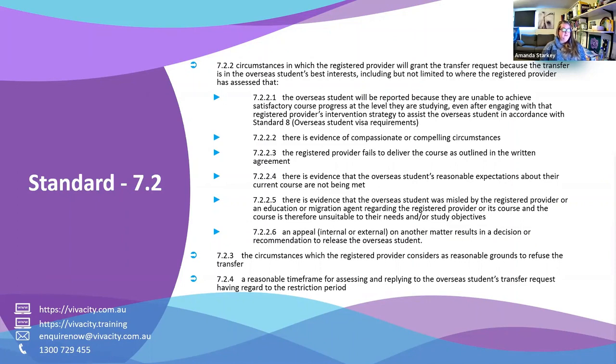7.2.2.3, the registered provider fails to deliver the course as outlined in the written agreement. There is evidence that the overseas student's reasonable expectations about their current course are not being met. There is evidence that the overseas student was misled by the registered provider or an education or migration agent regarding the registered provider or its course, and the course is therefore unsuitable to their needs and/or study objectives. 7.2.2.6, an appeal, either internal or external, on another matter results in a decision or recommendation to release the overseas student.